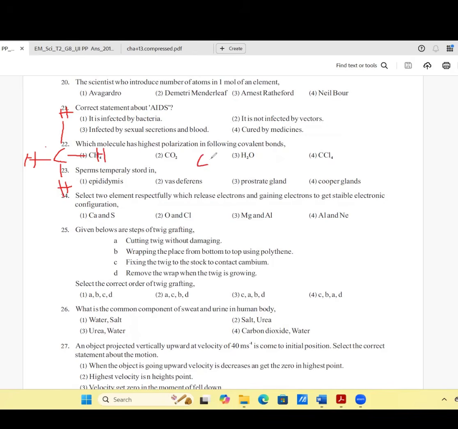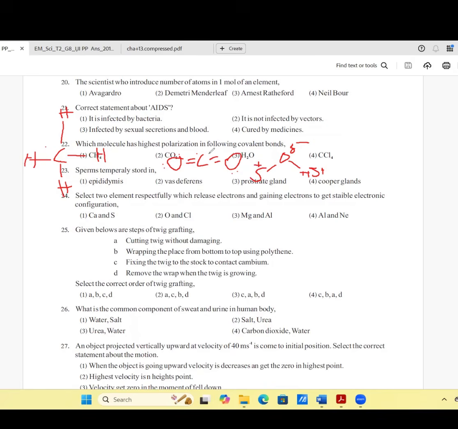In carbon dioxide also it's non-polar. There's a small polarity because of the electrons around the oxygen, but it's not that much polar like H2O. But in H2O you can see O, and there are 2 hydrogens. The oxygen has a small negative charge and the hydrogens have small positive charges. Therefore, this is the highest polar compound that you should know.